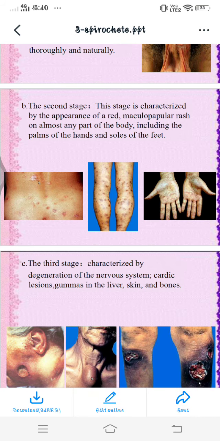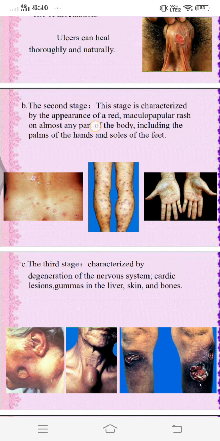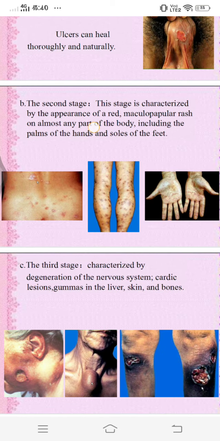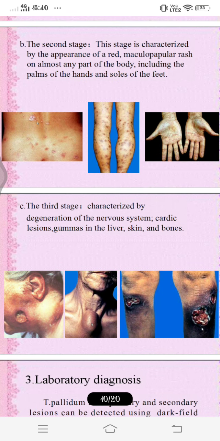The third stage is characterized by degeneration of the nervous system, cardiac lesions, and gummas in the liver. In the gummas in the liver, there is also coagulative necrosis, and in skin and bone. So the third stage is more harmful because it is reaching other parts. It contains aneurysms and also chronic granulomata known as gummata, also meningovascular involvement, general paralysis of the insane.